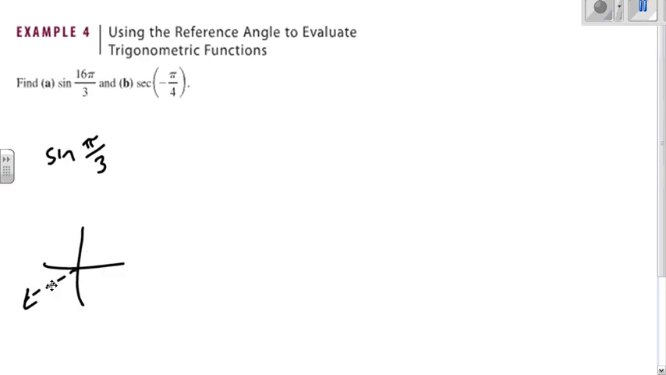So we are in quadrant 3, but the reference angle will be pi over 3 because it's pi over 3 below the x-axis. And then since it's in quadrant 3, all students take calculus. Tangent's the only positive, which means this is going to be negative, since it's sine. And then pi over 3.